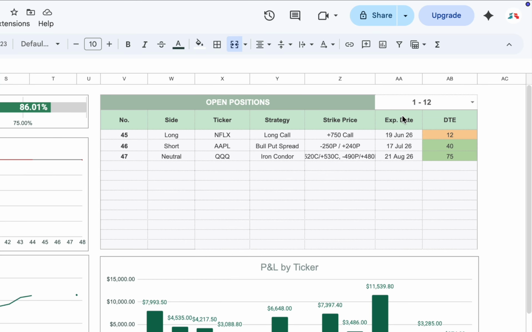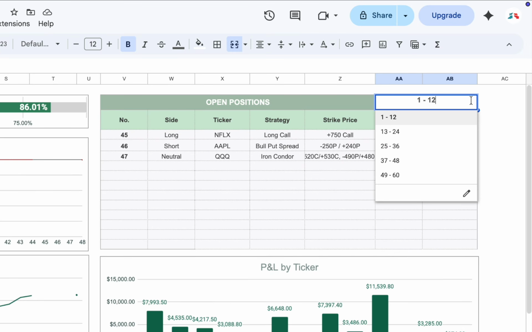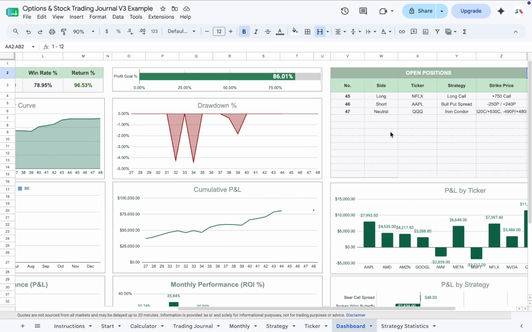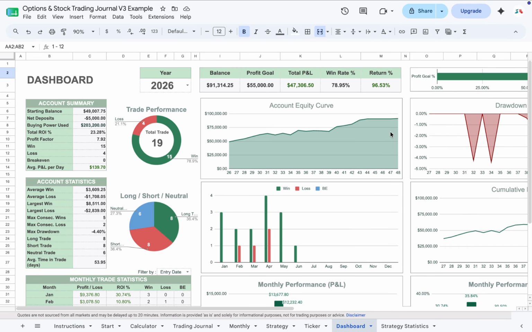The open position section displays up to 12 active trades at a time. You will be able to quickly review important information such as trade number, direction, ticker, strategy, strike price, expiration date, and days to expiration. If you have more than 12 open positions, simply use the page selectors to view additional trades. So that's how you can apply these 3 simple steps using a trading journal.